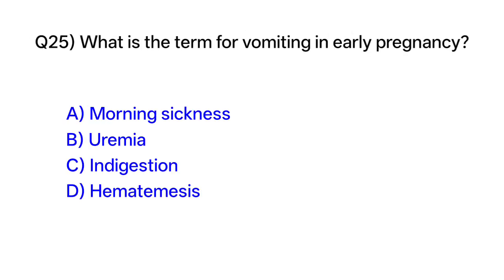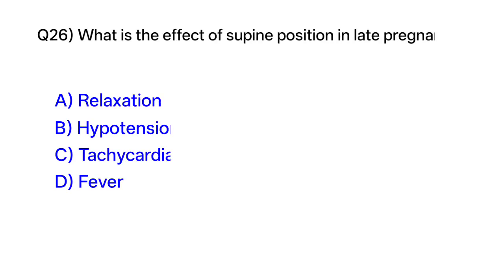Question number 25. What is the term for vomiting in early pregnancy? The correct option is A. Morning sickness. Question number 26. What is the effect of supine position in late pregnancy? The correct option is B. Hypotension.